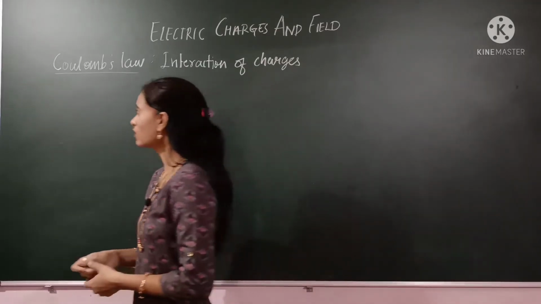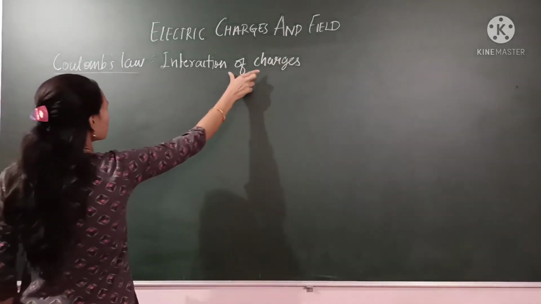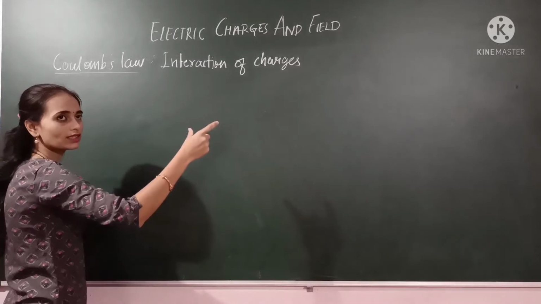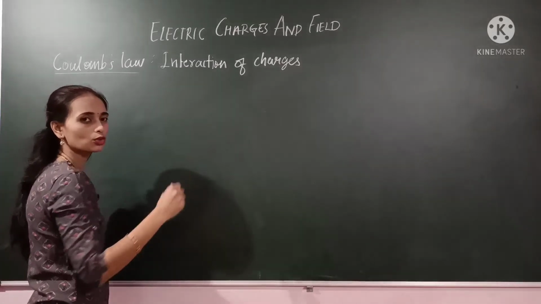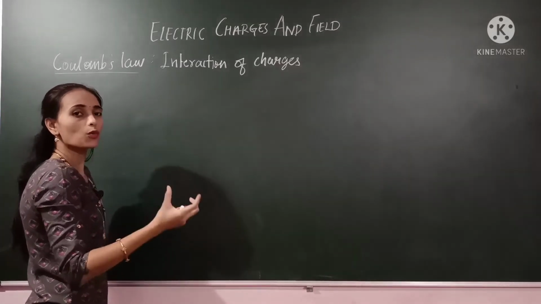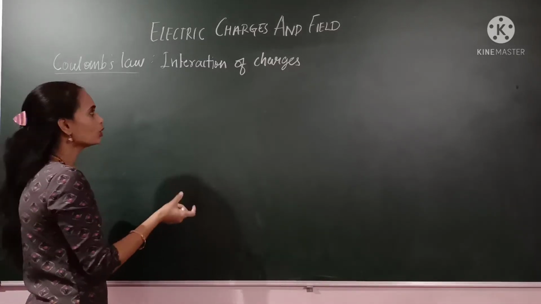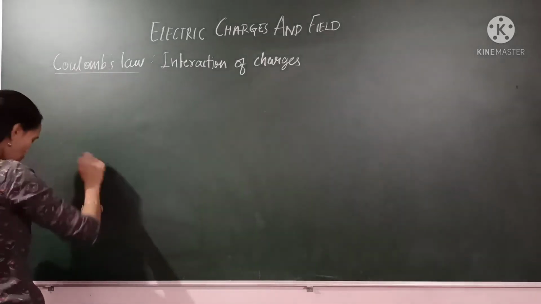So now let's start. Coulomb's law is about the interaction of charges: if two charges are attracting, or if two charges are showing a repulsive force, then how much force is present between those two charges. That we are going to calculate with the help of Coulomb's law.